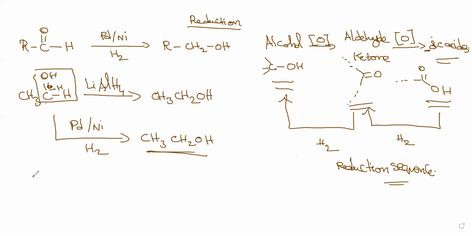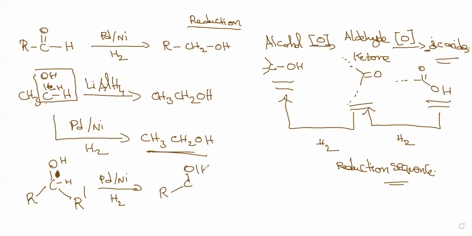For example, consider the next case, a ketone. Process-wise it's the same: palladium, nickel, hydrogen. One hydrogen goes on the oxygen, one hydrogen on the carbon, and then you break this bond. That's how we get the product, R CH OH R dash. Hope you understood how to handle this reduction sequence.